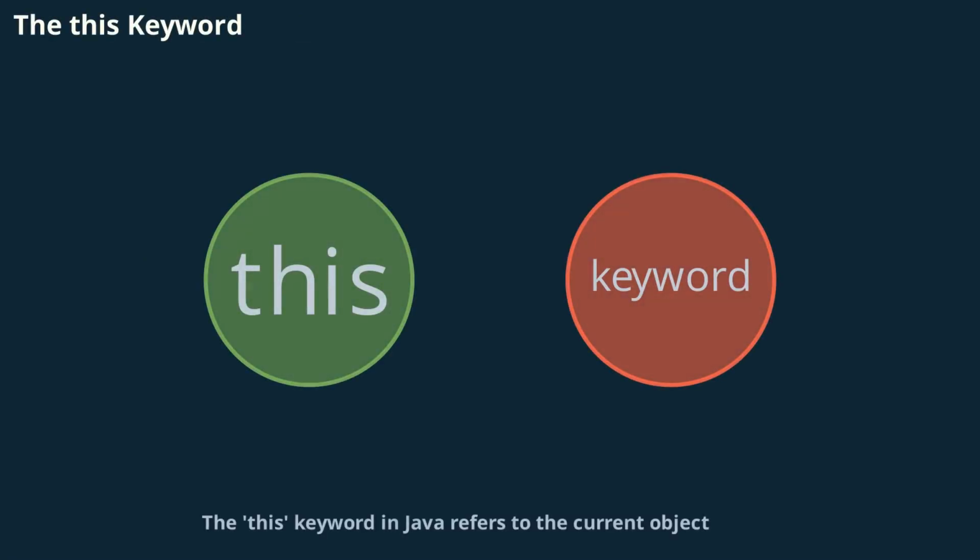The "this" keyword in Java refers to the current object. It's used to distinguish between instance variables and parameters with the same name, and to pass the current object as a parameter to methods or constructors.